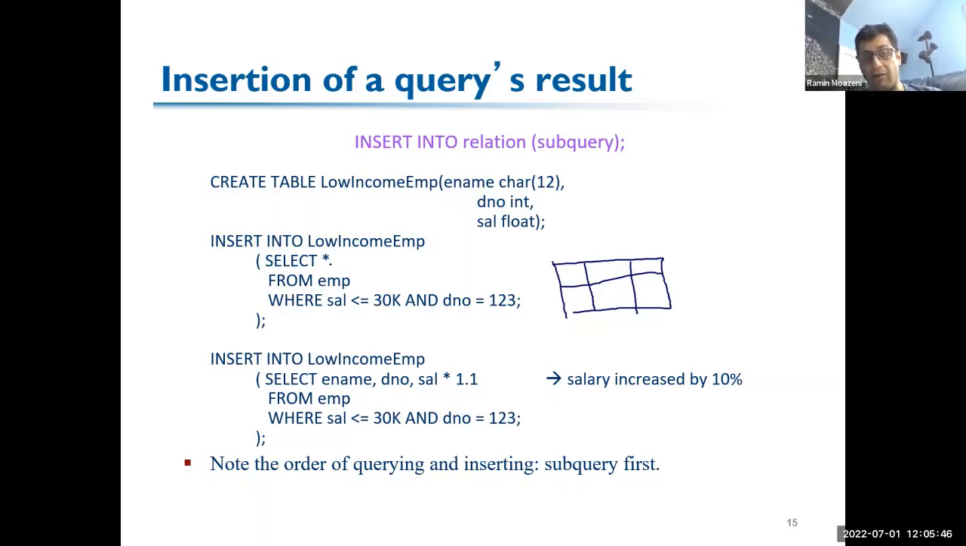So I'll do select star from employee where sal is less than or equal to 30K and DNO is 1, 2, 3. So only those low income employees whose income is less than 30K and their DNO is 1, 2, 3 will be returned and then inserted into this low income employee table. That's what happens here. In this case, you can consider select star as creating a temporary table, and then you're storing that as low income employee.